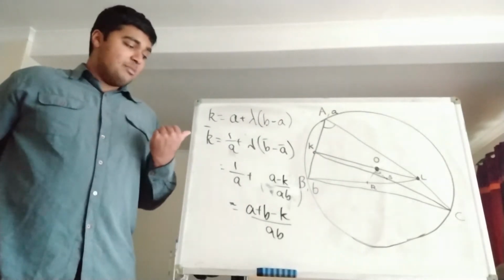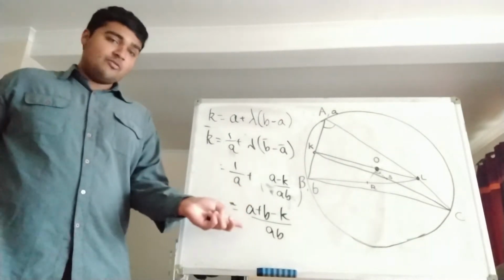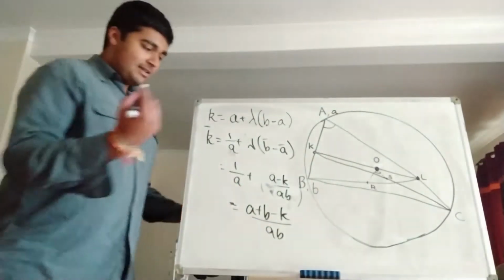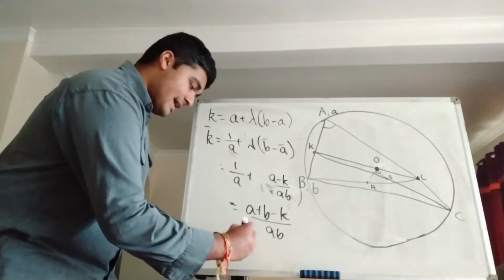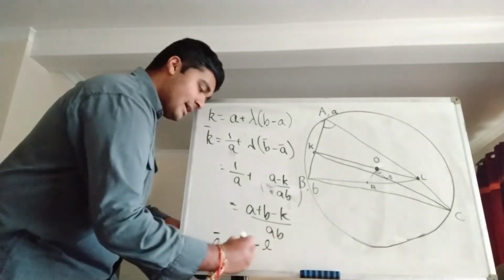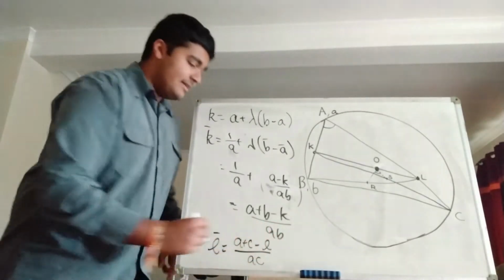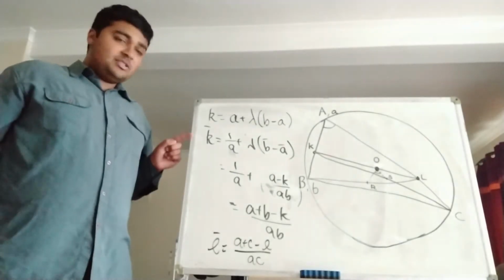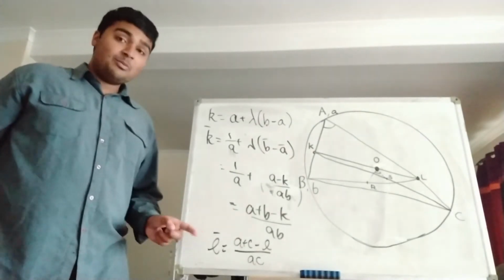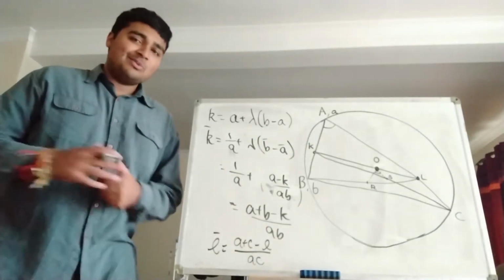So we've got K bar equals A plus B minus K over AB, and very similarly, using pretty much the same argument, we get that L bar is equal to A plus C minus L all over AC. Okay, so using the exact same argument, but with L now. Cool, we've got these two equations for K bar and L bar. Let me clean up the whiteboard and we'll continue.